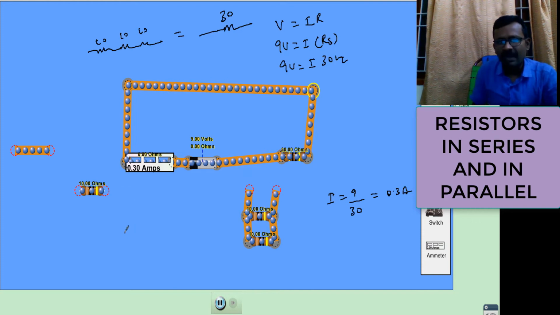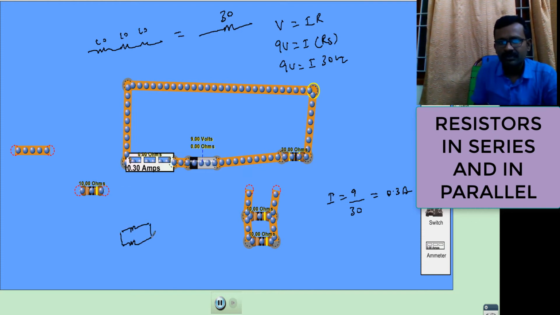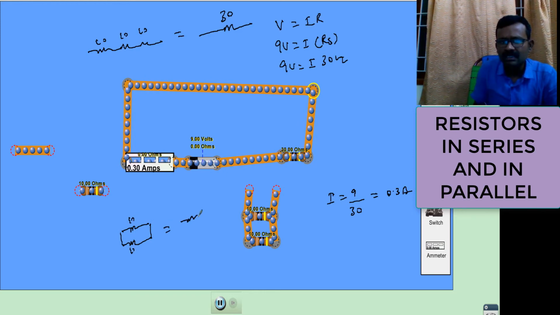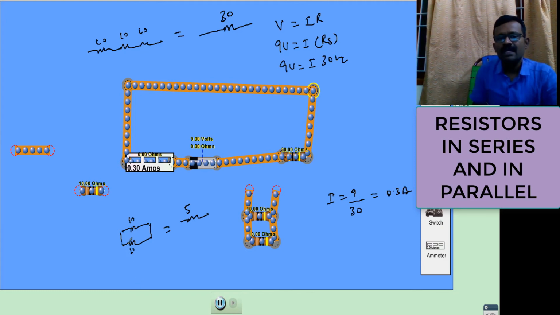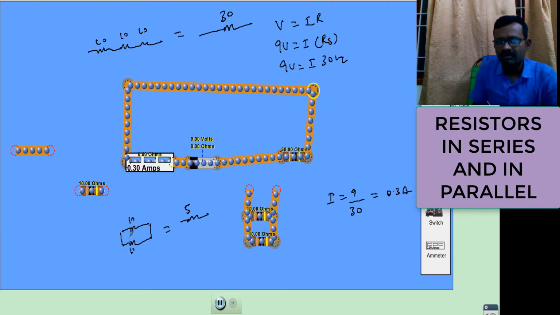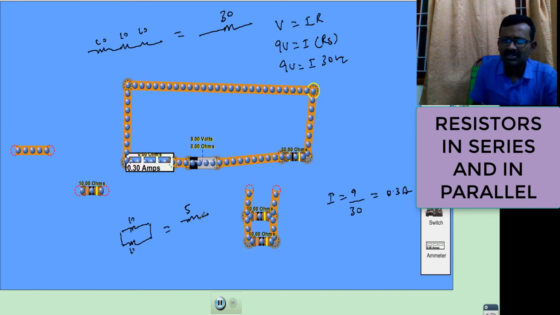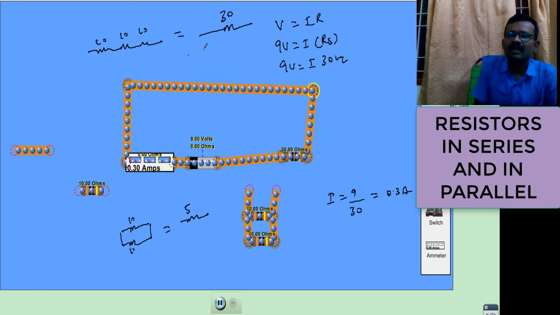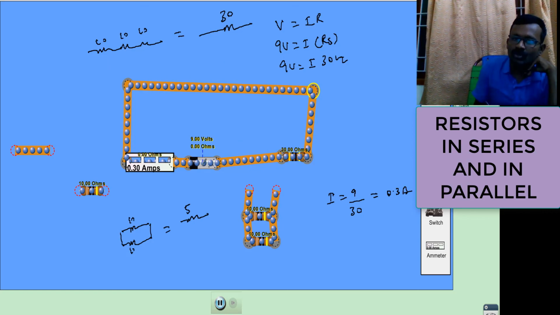Another experiment, parallel connection. This is 10 ohms, 10 ohms. 10 and 10 in parallel is equal to a single resistor of 5. When resistors are connected in parallel, the resultant resistance will decrease. When resistors are put in series, the resultant resistance will increase. Okay. Let me explain this.